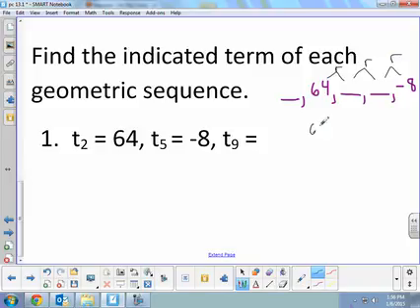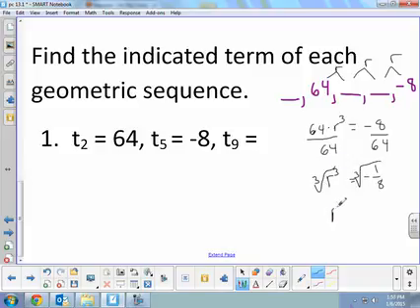So 64 multiplied by that R 3 times would equal -8. Divide by 64, and I get R cubed equals negative 1/8. Take the cube root of both sides, and you get r is negative 1/2.